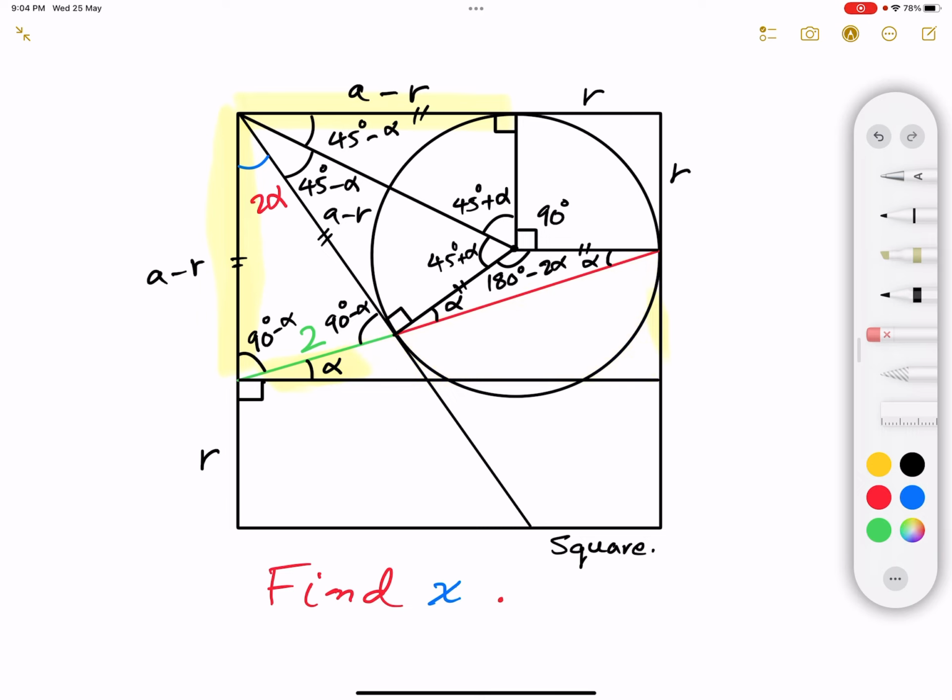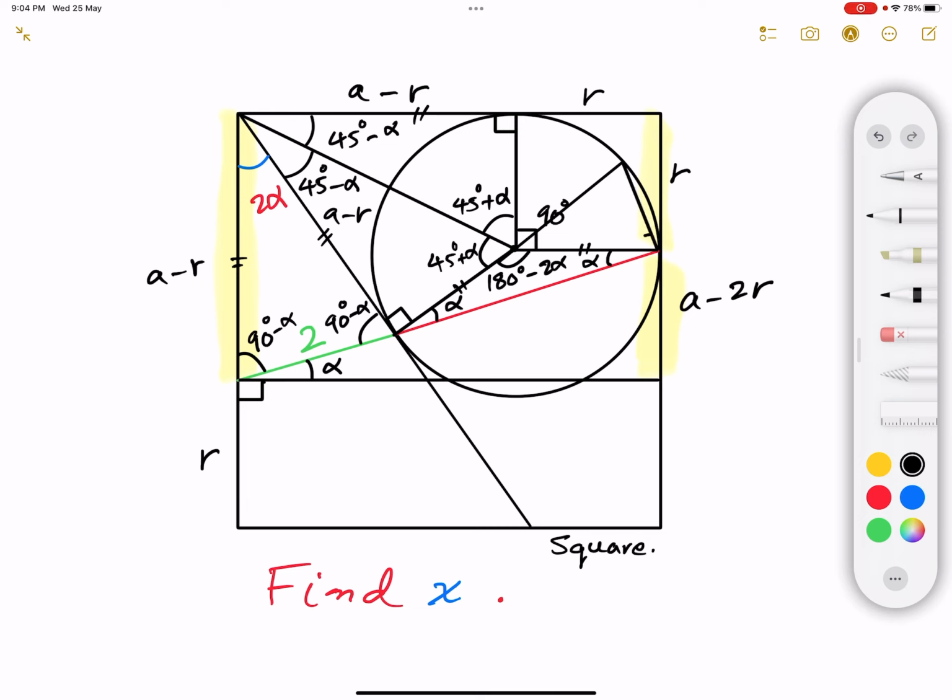Let me erase again everything so you can follow up with me. Now we know that this side length here is equal to A minus R, and this is R, so the remaining length here is going to be equal to A minus R, so that makes this length equal A minus twice R. And we know that the whole side length is equal to A, of course. Now I will do one thing. I will extend this line here until it hits the circle at a point. And from that point, I will connect it with this point here.